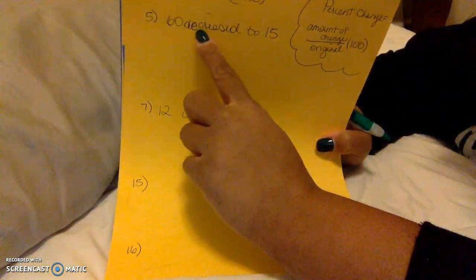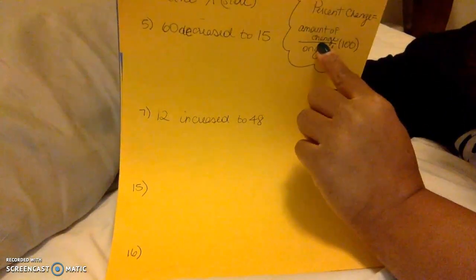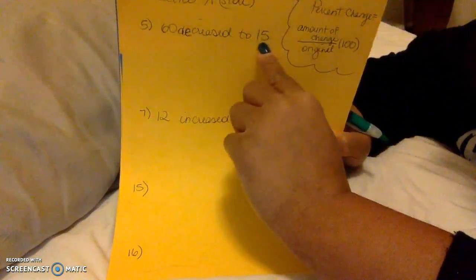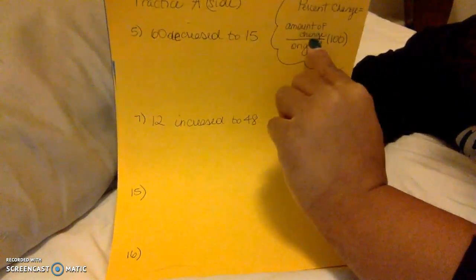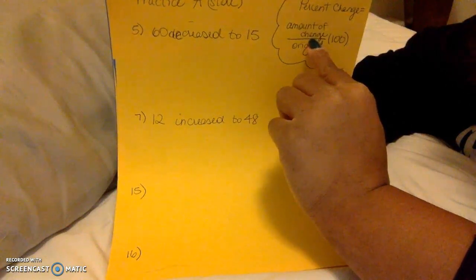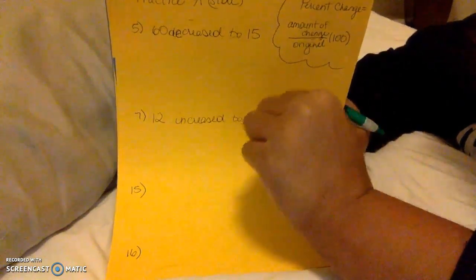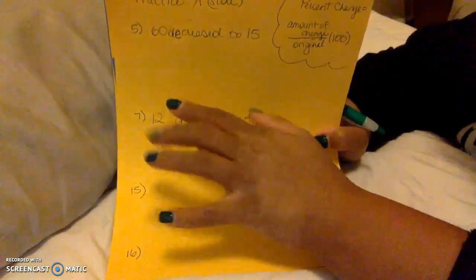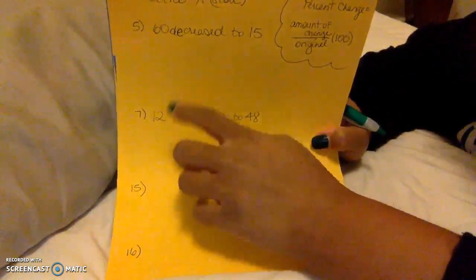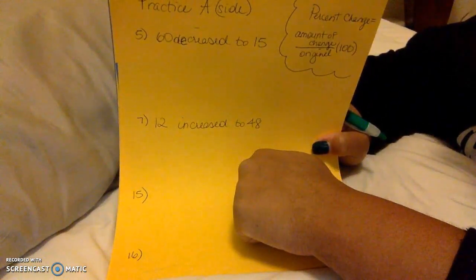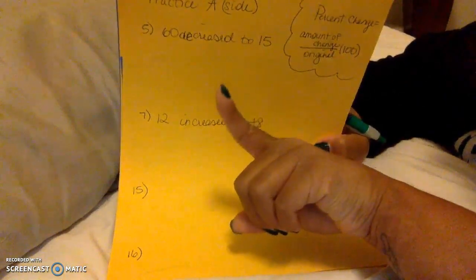So, pardon my messy handwriting here, this is 60 decreased to 15. My amount of change is obviously going to be negative here, because it's starting at a large number and going down. However, I just want the absolute value of that amount. So that's why I put amount of change here. I don't put original minus the final number or the final minus the original. I just say how much has changed. So 60 minus 15 is going to go in my numerator, and my original number is the number that they always give me first.